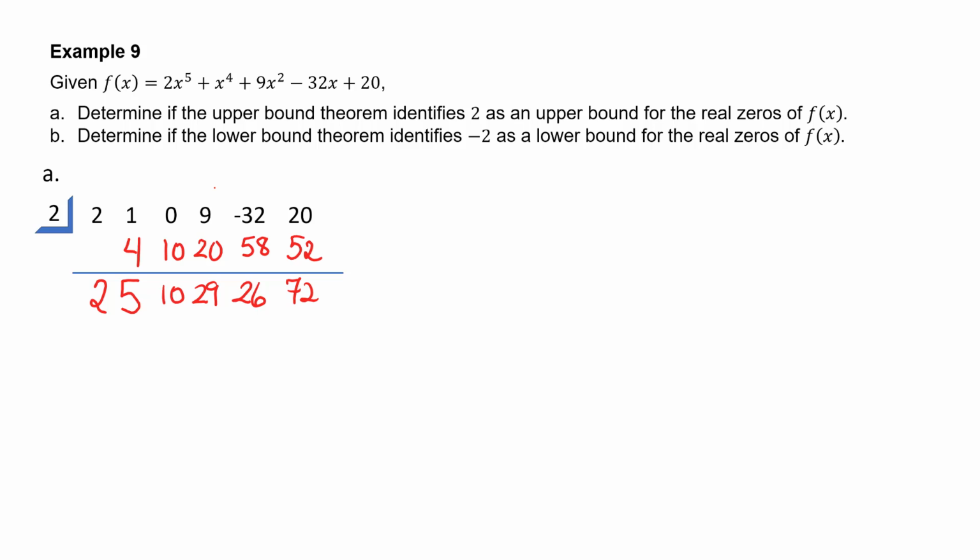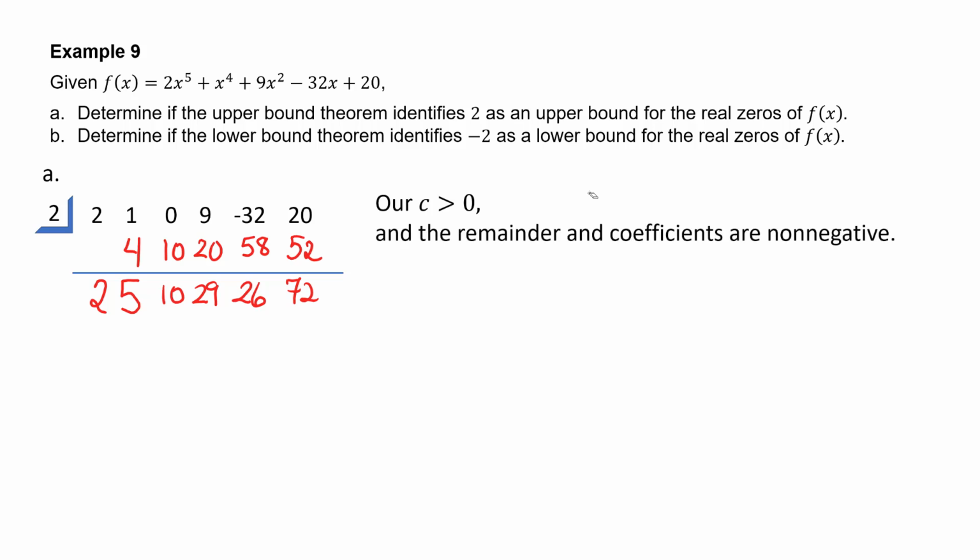And so what does the upper and lower bound theorem say? It says that if c is greater than 0, so the number we're putting in the bracket is greater than 0, and if both the remainder and the coefficients of the quotient are non-negative, then c is an upper bound. So all these coefficients here, the 2, the 5, the 10, the 29, the 26, and the remainder are all non-negative. So they're not negative numbers. They could be 0, that's okay, none of them are, but they could be, but it just says they have to be non-negative. And so yes, 2 is an upper bound.